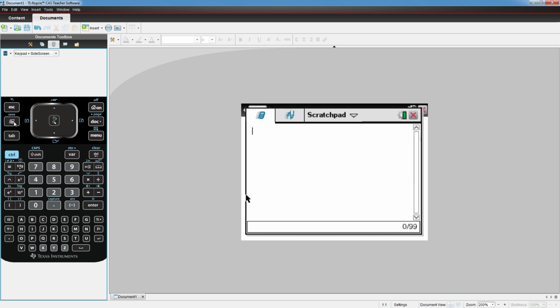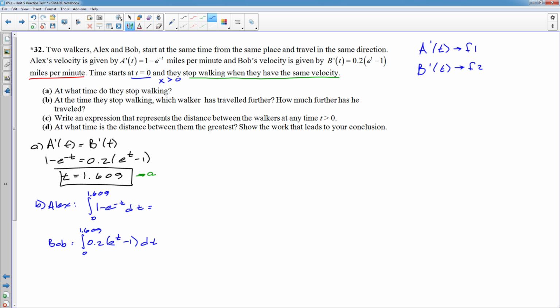So I'll go back to my calculate screen. I will do Shift plus for the antiderivative. I'm going to go from 0 to, and I stored that point for A. And Alex was F1 of x, dx. I'm going to go ahead and hit Control Enter to force the decimal, and we get 0.809. So Alex traveled 0.809. Always include units. This was measured in miles per minute, so the distance traveled would be in miles.